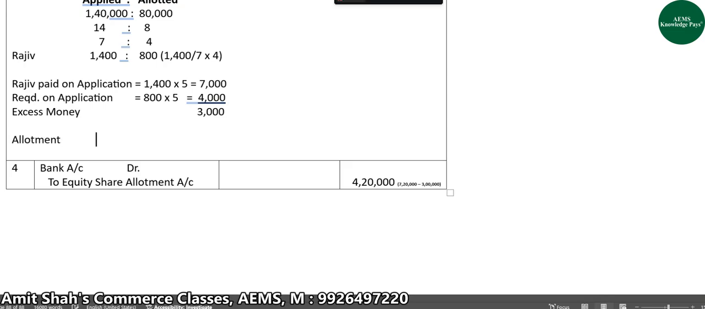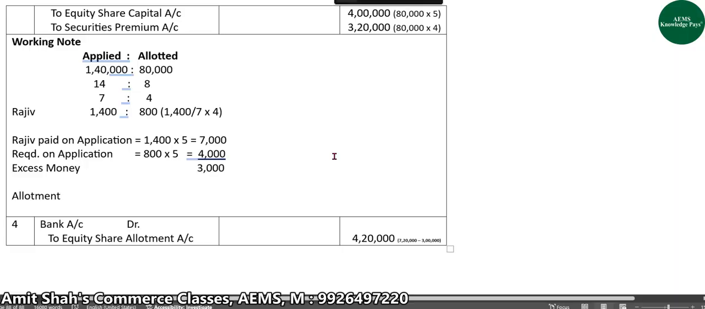No, sir, allotment. That 5 rupees is allotment money? No, no. It is application. This is entirely about application. I have mentioned required on application. Yes, 5 rupees is application money. Now we will talk about allotment from here.